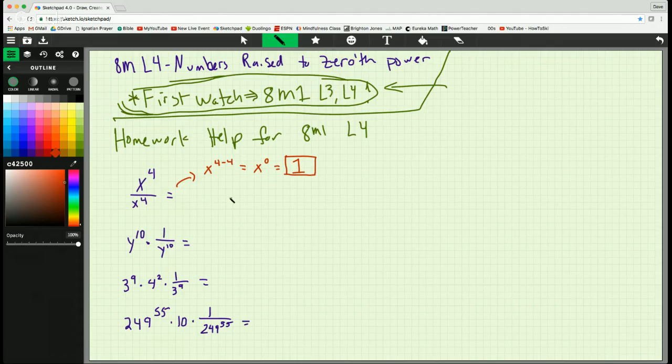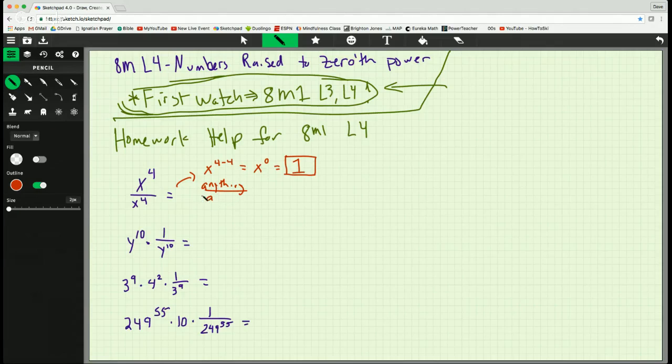That's one approach. A second approach is to say, well, anything divided by the same thing, x to the 4th divided by x to the 4th, has to be 1. And then the third approach could be, I'm just going to expand and go x times x times x times x over x times x times x times x. This is just using the definition of power. And I can say, we can cancel, cancel, cancel, and 1 over 1 equals 1. So there's 3 ways to show that that equals 1.